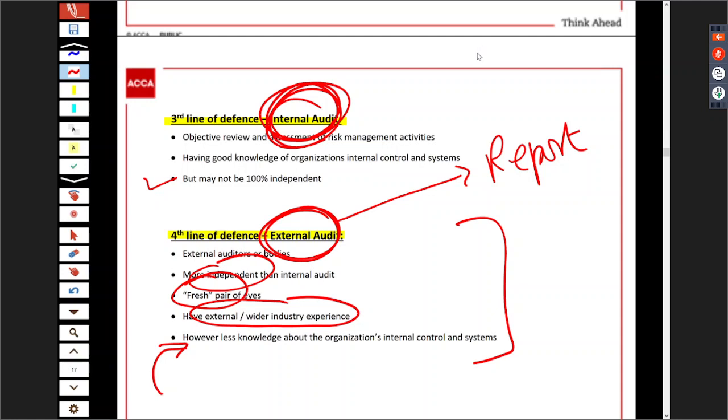What do you think, guys? Where does risk committee fit into this? Very good question. The four lines of defense is part of the risk management process. So the risk committee would be directly responsible to make sure that the four lines of defense is working.